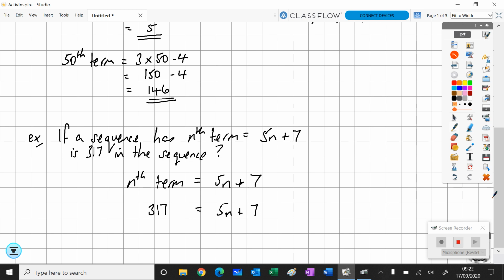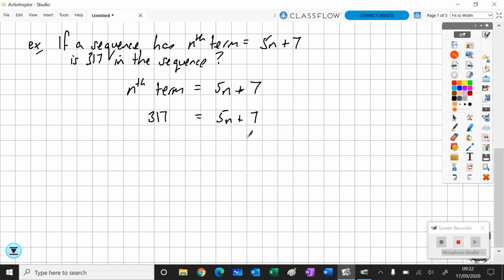And we start solving this equation. Take 7 off each side, so that 310 equals 5n. Divide that by 5. Divide that by 5. And that gives me what? 62. Now that's a very interesting answer. N equals 62. It's claiming that the 62nd term of this sequence is 317.